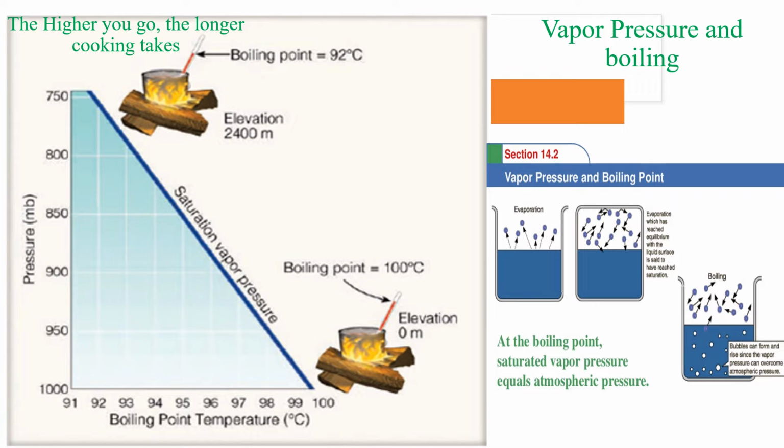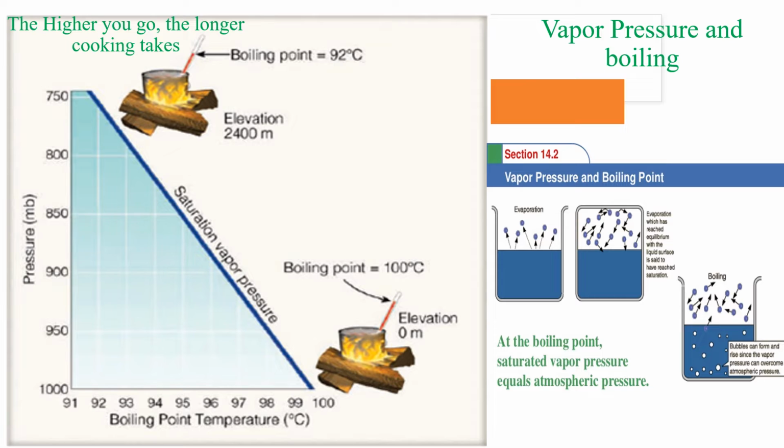The main thing in here we are going to talk about is vapor pressure and boiling. As you go up in altitude, the longer it will take to cook any food that we cook. If you camp in the mountains, you may have noticed that the higher you camp, the longer it takes vegetables to cook in boiling water.